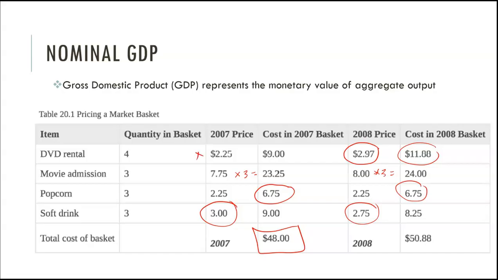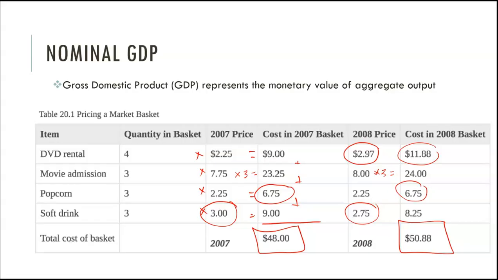So we do price times quantity for all of these, and then we add these together. Okay, and then we do the same thing for 2008. So we can see that overall prices have gone up. So this basket of goods cost $48 in 2007, and in 2008 it cost $50.88.